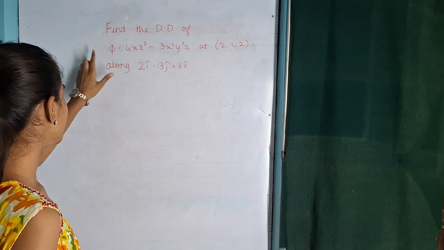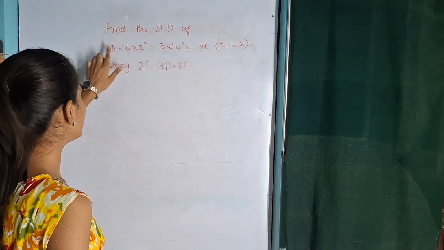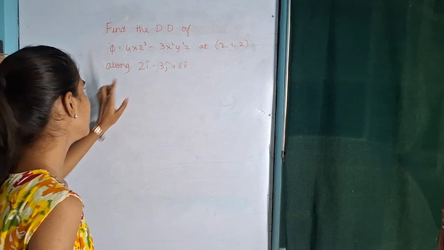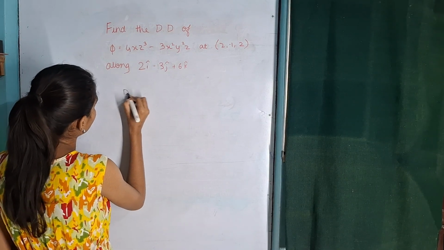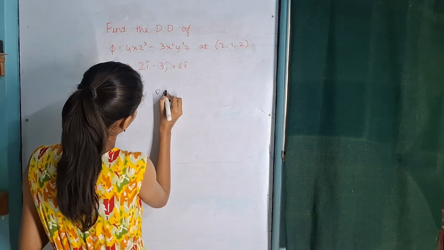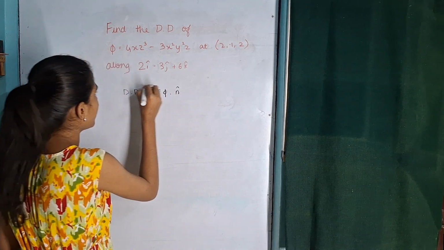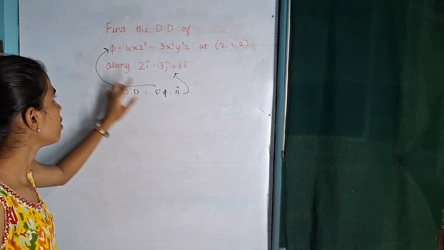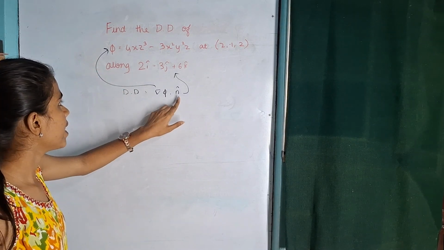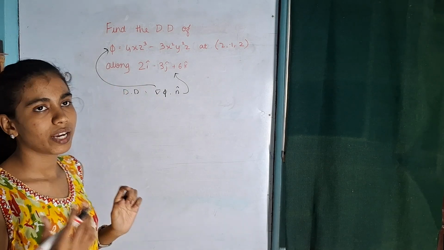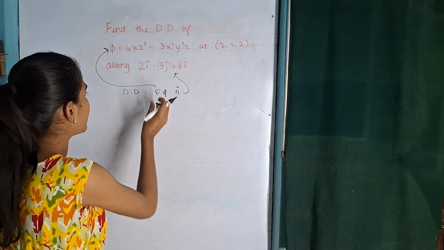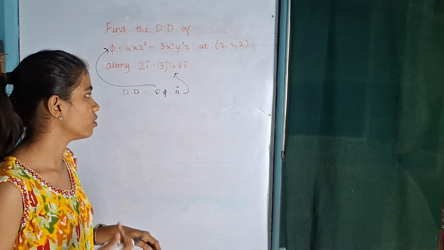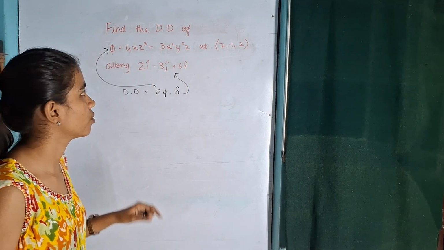So let's find the DD of question 5. They have given you the points, and this is the vector which they have given you. The DD formula is del phi dot n vector. Del phi is related to this and n vector is related to this. Del phi you have to find, and n vector you have to find. I have made detailed videos of how to find del phi as well as how to find unit vector separately in my previous videos. If you want detailed information you can watch those videos.